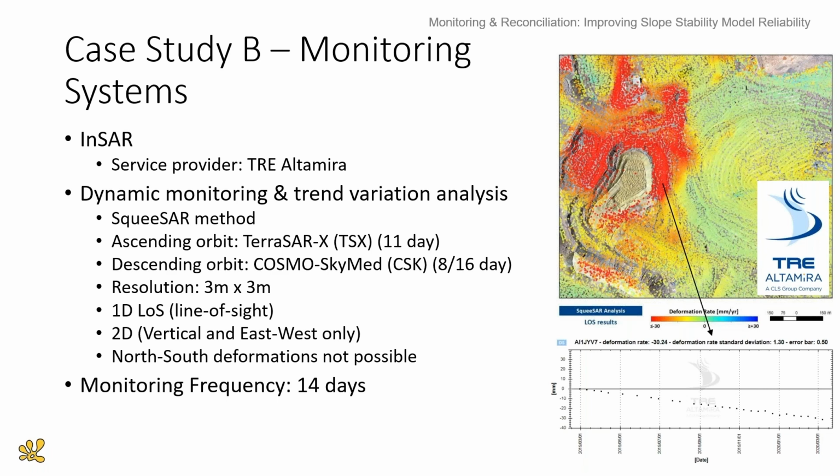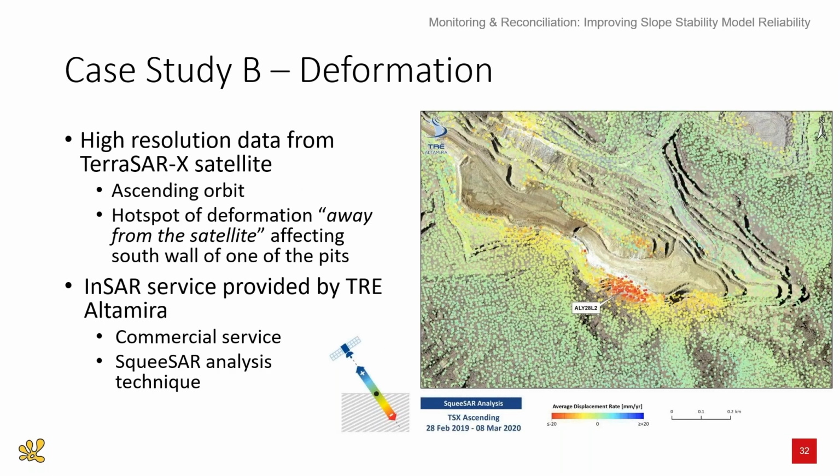The details of the InSAR are here, but basically it's using dual orbits, ascending and descending, at high resolution to provide one-dimensional line of sight information as well as two-dimensional data, vertical and east-west deformations. So this is an example of this case study. You can see in the image on the right a red hotspot shown by the InSAR data. Now this is showing line of sight data with deformation moving away from the satellite on the south wall of one of the pits. As I said before, this is a commercial service provided. There was no further interpretation done of the InSAR data other than what's available.